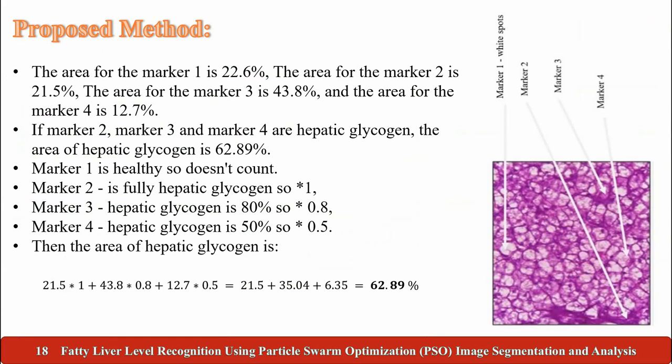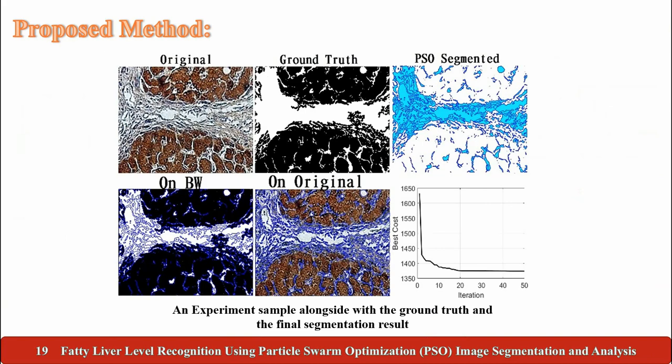Marker 2 is fully hepatic glycogen, which we consider all of it, or 1. Marker 3 is 80% fatty, so we consider it 0.8, and marker 4 is just half of it that is going to be considered. So the area is going to be calculated based on the fat deposit multiplied by its level, which is going to be 62.89% for this sample.